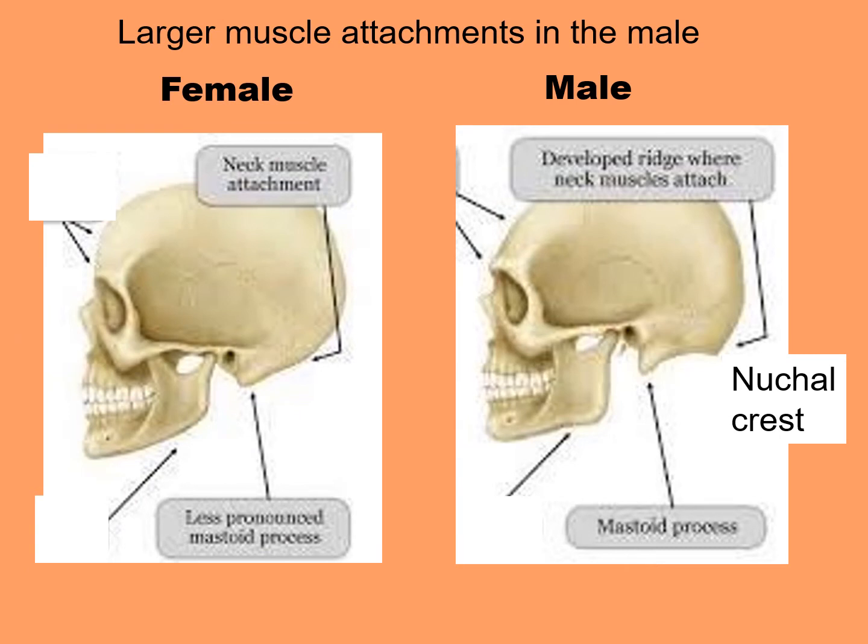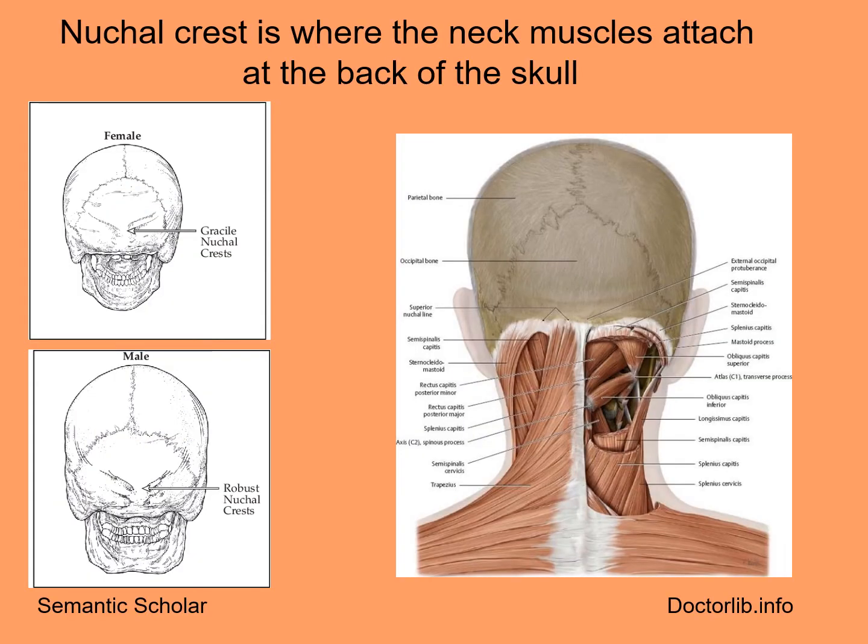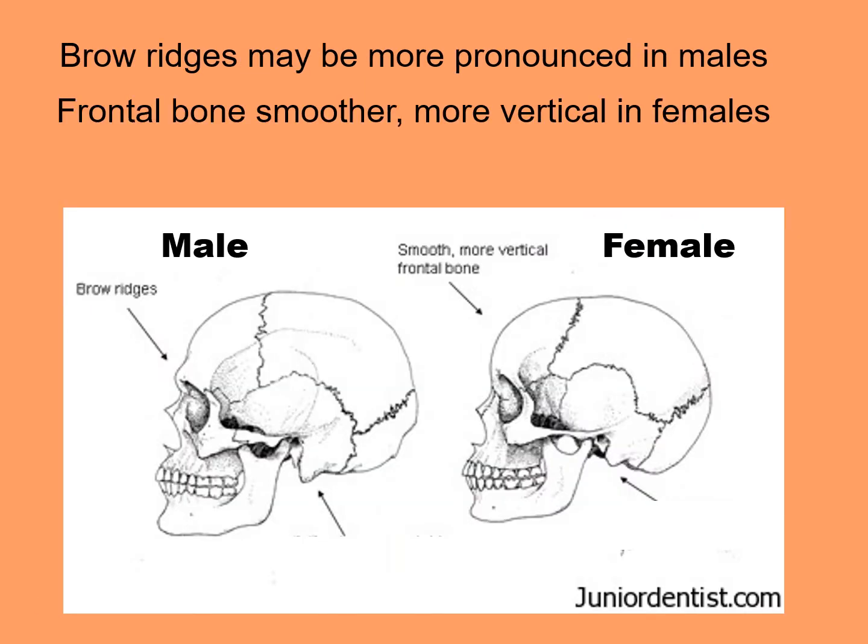So the first thing you might notice are the larger muscle attachments in the male, both at the back of the head, at the nuchal crest, where the neck muscles attach, and at the mastoid process, where also side neck muscles attach. Here you see some of these muscles attaching to the bone. So the bigger your muscles, the bigger the attachment point on the bone. In males, the brow ridges above the eyes may be more pronounced, whereas in females, the frontal bone may be smoother and more vertical.